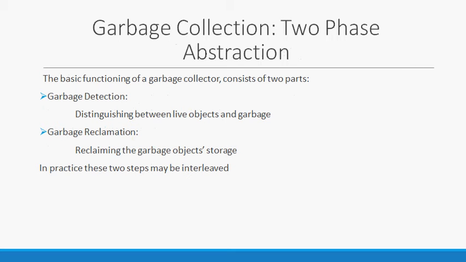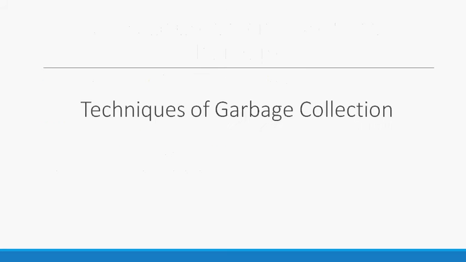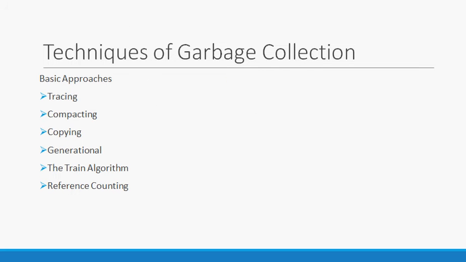There are two parts of garbage collection: garbage detection and garbage reclamation. In garbage detection, the live objects and garbage objects are distinguished. In garbage reclamation, the garbage objects are reclaimed. There are several techniques of garbage collection. I will give an overview of some of these techniques.